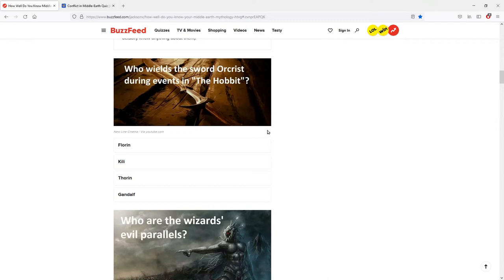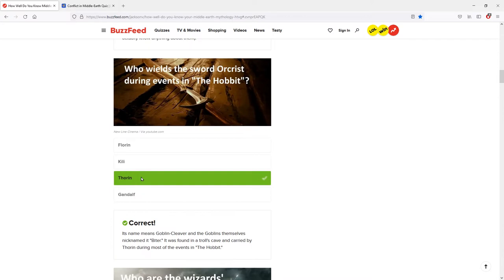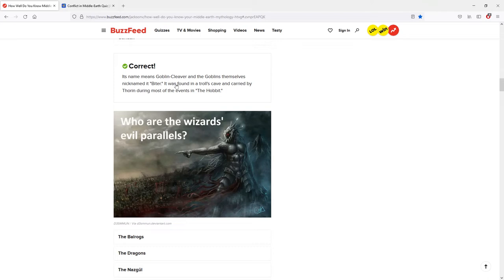The Hobbit, it's my least favorite book, so I don't even remember the names of the... I guess it's, is it Gandalf or is it Thorin? Yes. Its name means goblin cleaver, and the goblins themselves nicknamed it Biter.